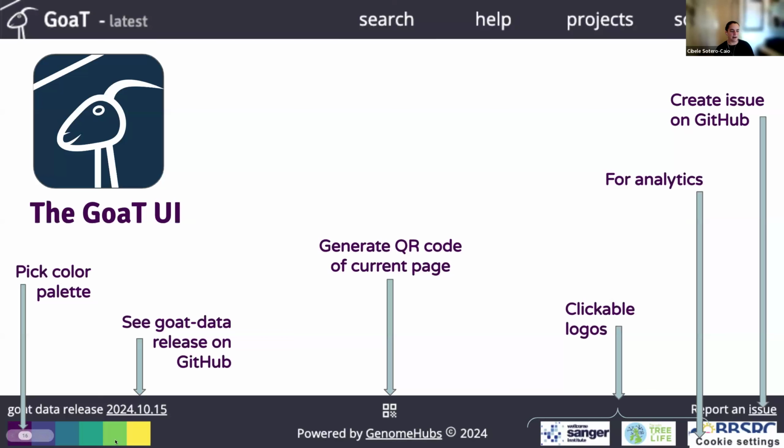So there is a way to pick your palette for the reports. Usually we have these colors, but that's not always the case. For instance, we had the version for the Olympics with the colors of the rings. We have one for Pride, and some that are, let's say, colorblind friendly, etc. Here you see where you are in terms of GOAT data, what was the last release.